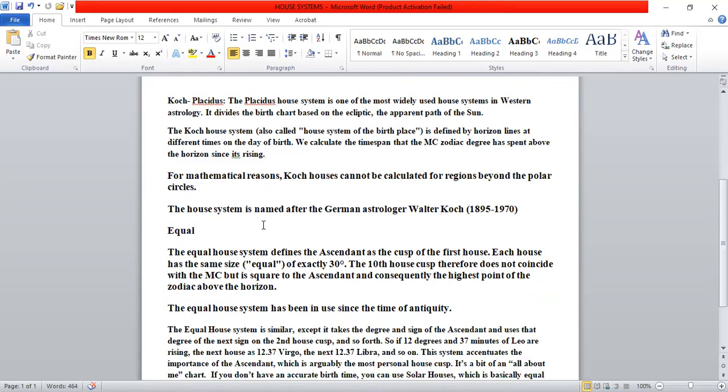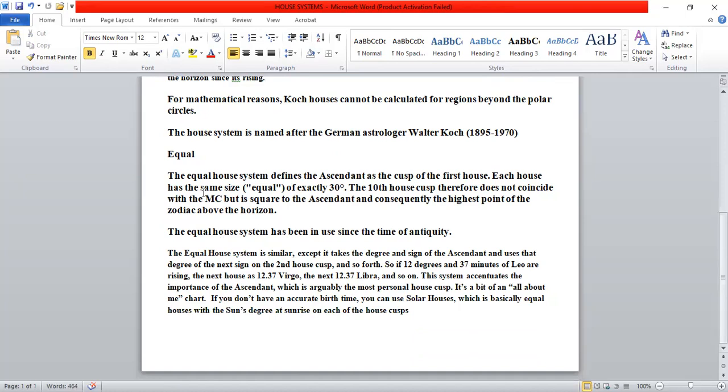Named after Walter Koch. And the equal house system defines the ascendant as the first house cusp, just like the Placidus. So it's like if you were born with 15 Sag, it would still be 15 Sag. That's it, okay? And then the next cusp would be 15 Capricorn, and then 15 Aquarius, and then 15 Pisces, all the way around like that.